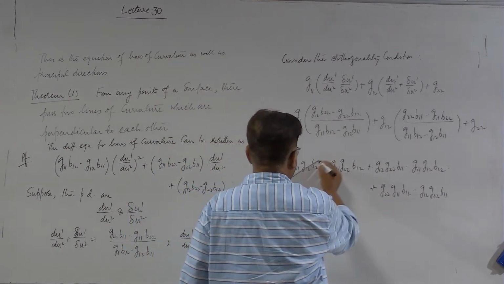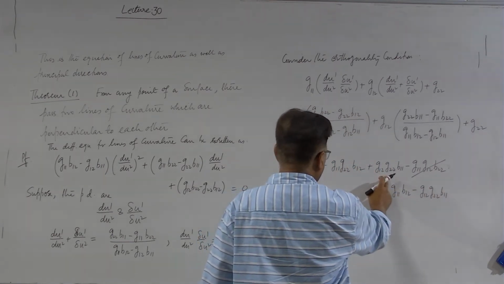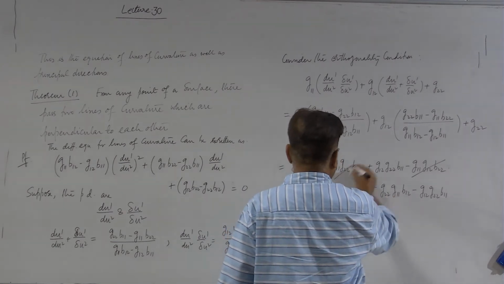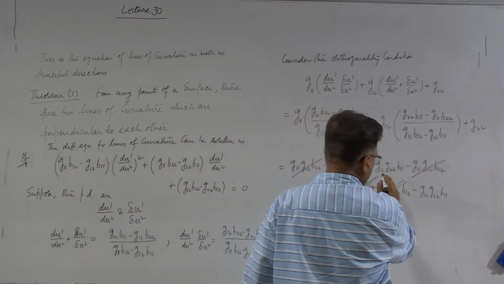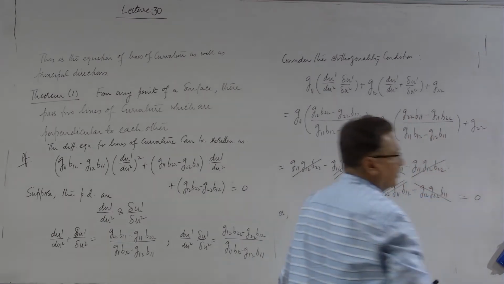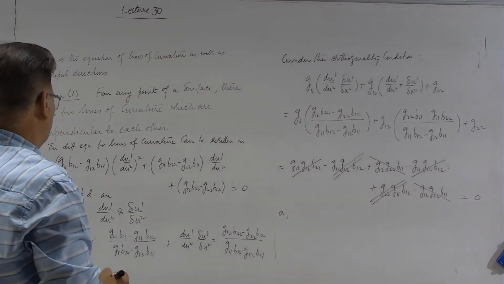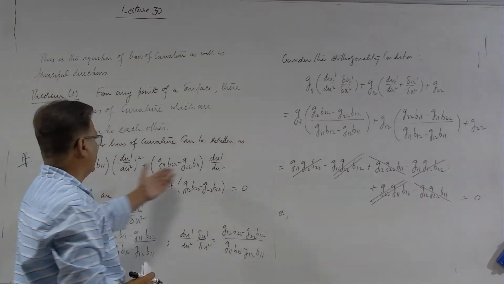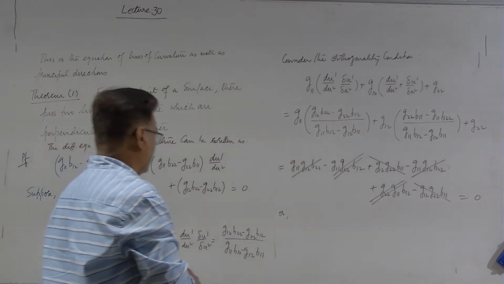First and fourth are cancelled out. G11 G22, yes, these two terms are cancelled out. G12 G22 B11. So, the answer is here. So, in fact, we verified the orthogonality condition. So, we concluded that these two principal directions are in fact orthogonal to each other. So, this proves the statement.